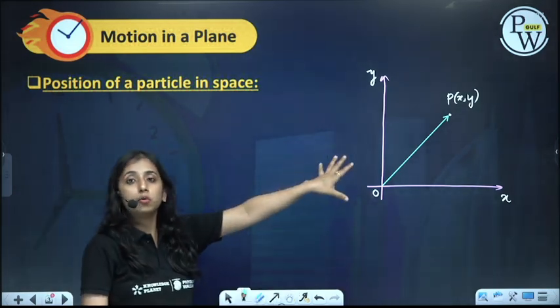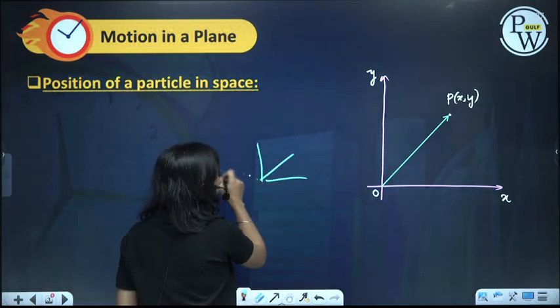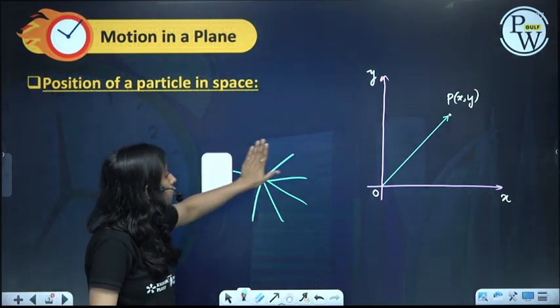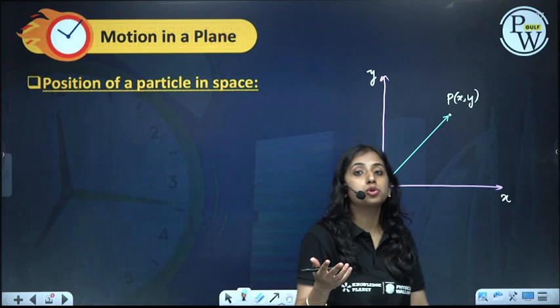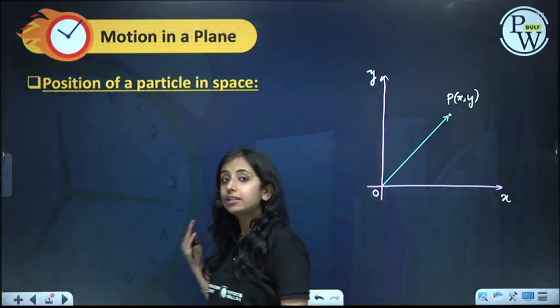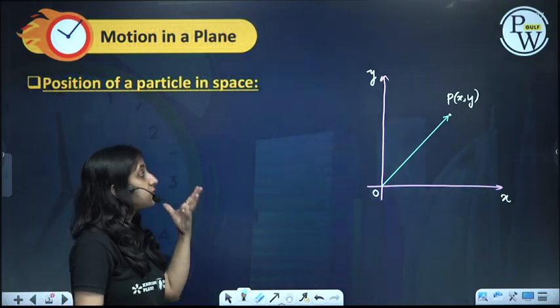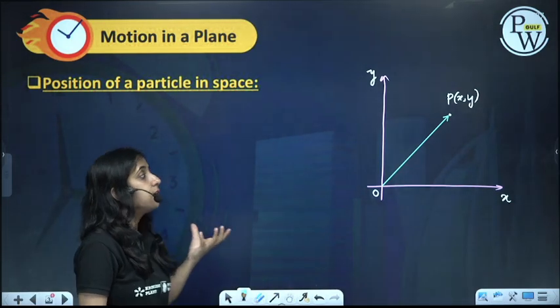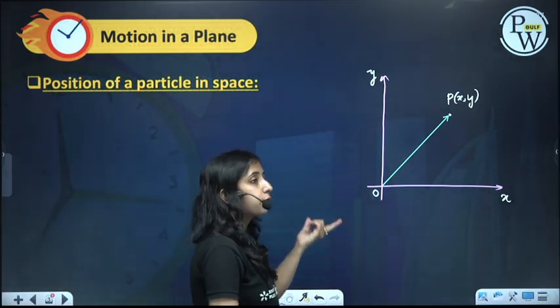But when we move in a plane, we have infinite directions. Each is a different direction. So we make use of vectors to define the motion in a plane. That's why we make use of vectors to define the motion in a plane. So to study motion in a plane, vectors are a prerequisite. I hope you have watched the lecture on vectors. Then you can shift to this lecture.